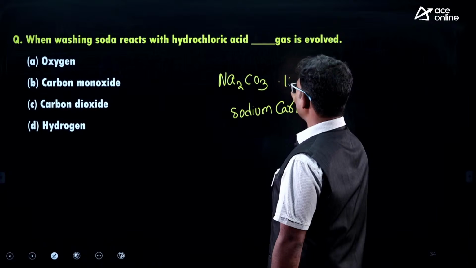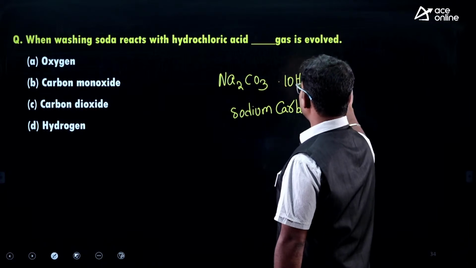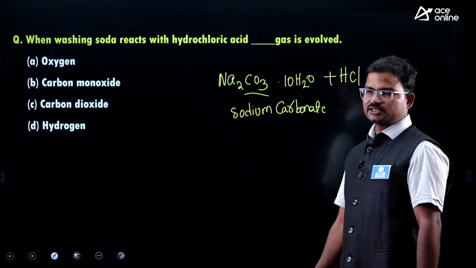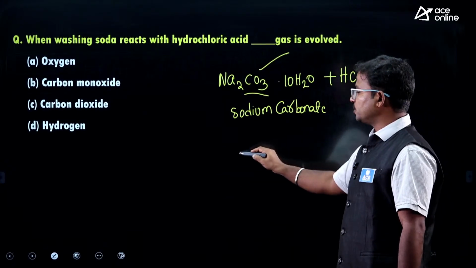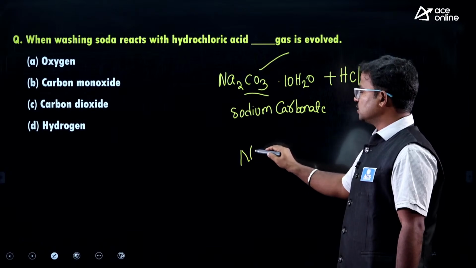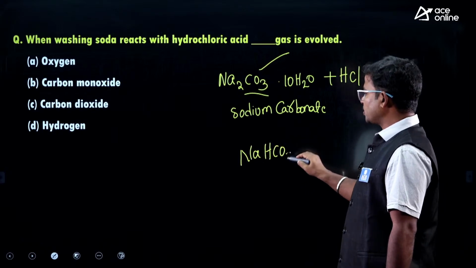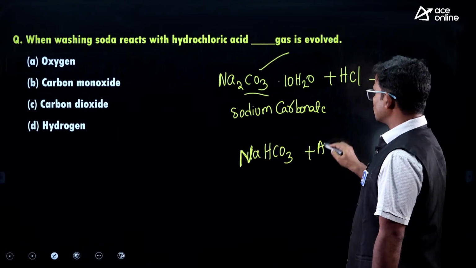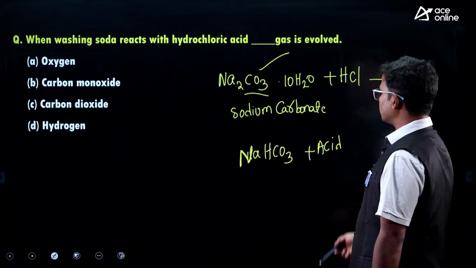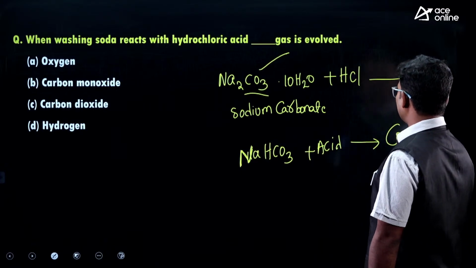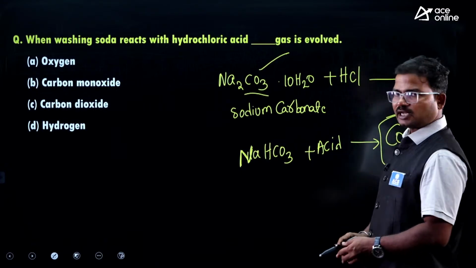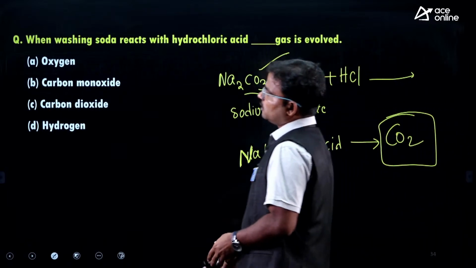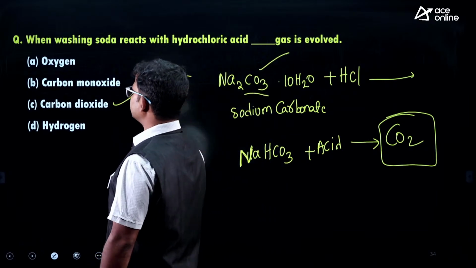It has 10 water molecules. When we add hydrochloric acid, so guys, if you consider carbonates or bicarbonates, sodium bicarbonate or potassium bicarbonate, whatever it is, if you add acids to bicarbonate or carbonate, it evolves only carbon dioxide along with some water molecules also, but here they mention only carbon related derivatives, na. So option C is the right answer.